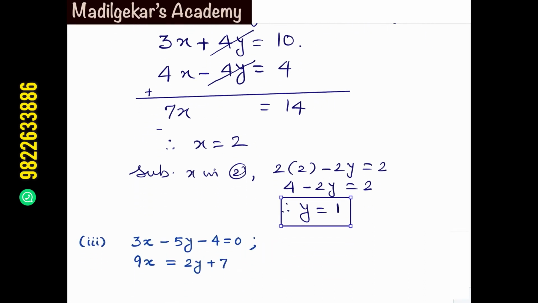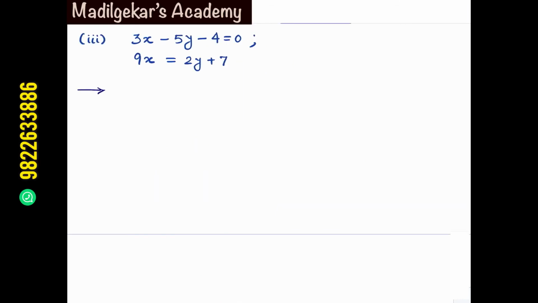Substitution method you solve yourself. Third bit. In this, first equation is 3x minus 5y minus 4. Second equation is 9x equals to 2y plus 7. So the given equations are to be first rearranged. So let us write them as 3x minus 5y, take minus 4 to the right side. So this is your first equation. In second equation, take y term to the left side. So it is 9x minus 2y equals to 7.